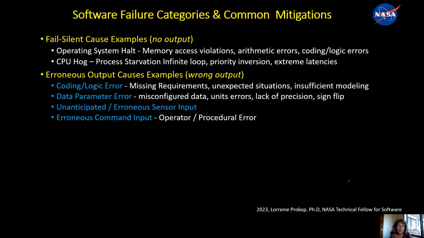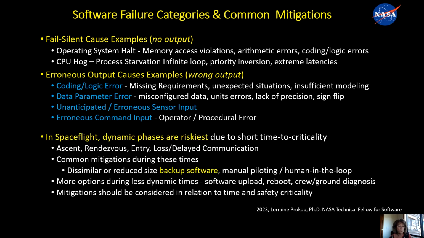Data parameter error: a lot of times software is being driven by data, especially more and more in modern software. So if a data parameter is wrong, it'll cause the software to behave wrong. Unexpected inputs: you have sensor input coming in, you have user commands coming in. If those are unanticipated, it can cause the software to behave wrong.